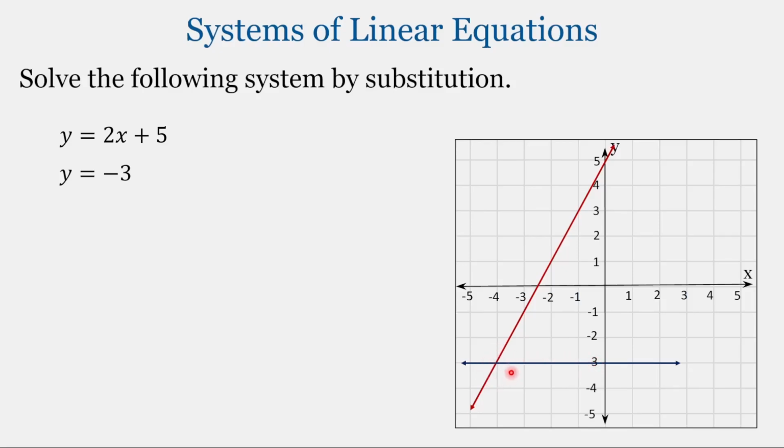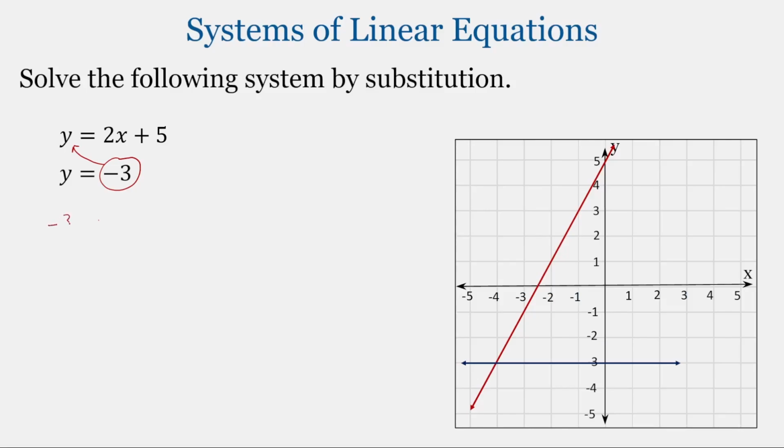So the solution to this system is where these two lines intersect. They intersect at the ordered pair negative 4, negative 3. Well, at least that's where they appear to on this graph. But let's find that solution using substitution. So we have y equal to 2x plus 5 and y equal to negative 3. So y is equal to negative 3. That means we can substitute this value into the other equation. So wherever there is a y in the first equation, we're going to replace it with a negative 3.